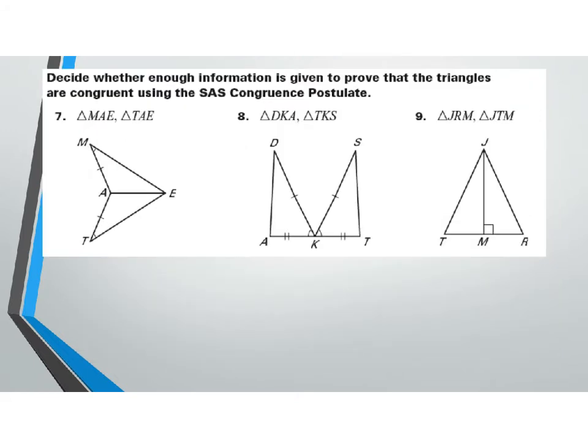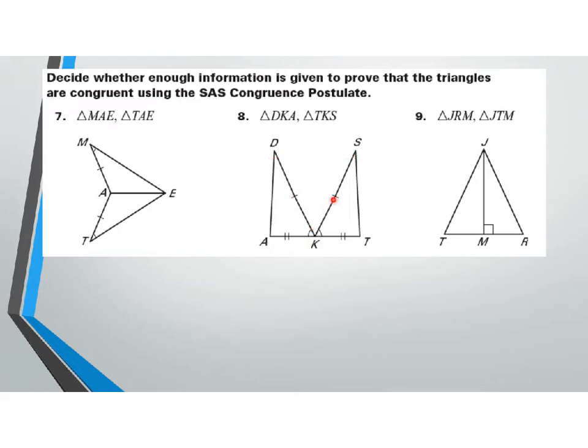Okay, let's look at these examples here, and these are a lot like what you're going to be doing in your homework, so follow along please. It says decide whether enough information is given to prove that the triangles are congruent using the side angle side congruence postulate. Well, let's start with number 8 instead of 7, because this one does actually follow the side angle side congruence postulate, and this is how you're going to kind of show or prove it in your homework.